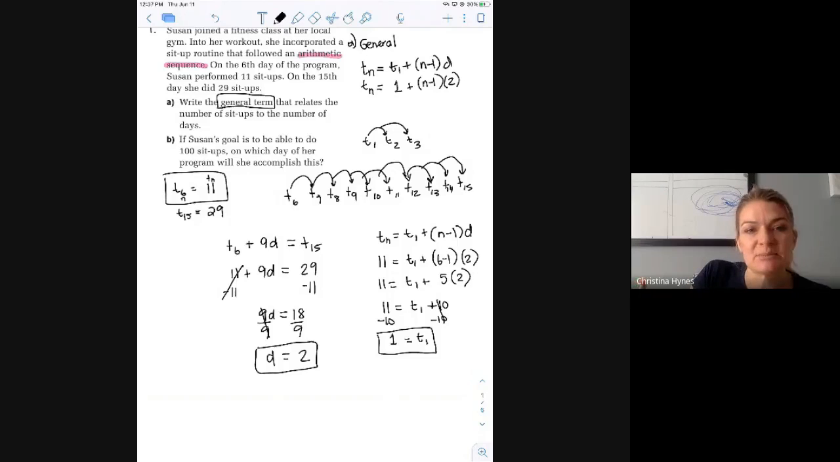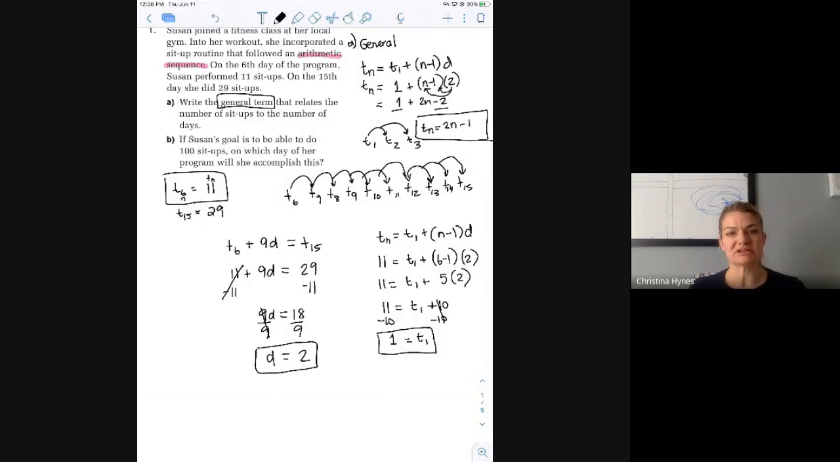Now we're just going to simplify the right side of the equation by distributing the 2 into the brackets. And then all we have to do is put the 1 and the negative 2 together, and that's our general term. So Tn, which is our general term, is equal to 2n, and then 1 minus 2 is minus 1. So that is the equation that they're looking for to represent your general term.